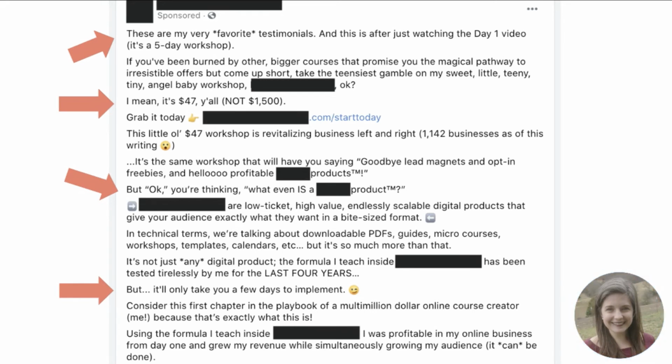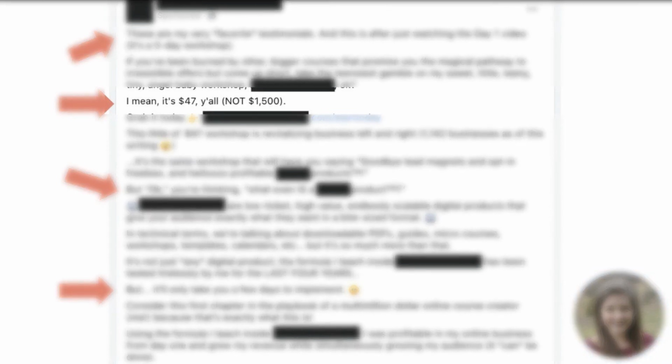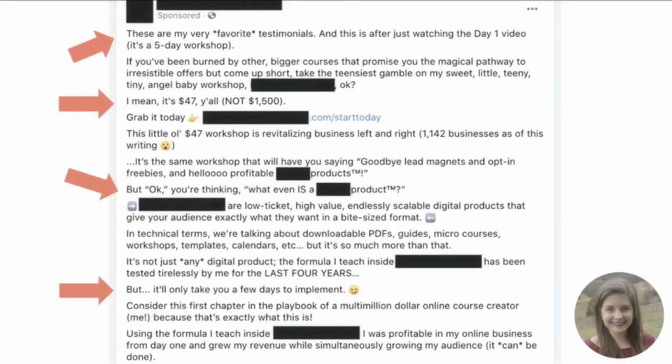Okay, number 2 is in our third paragraph where it reads, it's $47. Y'all, not $1,500. So at this point in the ad, it's really too early to start talking about the price. We haven't even really gotten into what the workshop is and what it's going to do. The workshop is just a container, and no one's going to buy a container for $47 without understanding what's inside the container, right? So, to me, this reads way too early to start talking about money, to start talking about the price before we even get into what the workshop is.